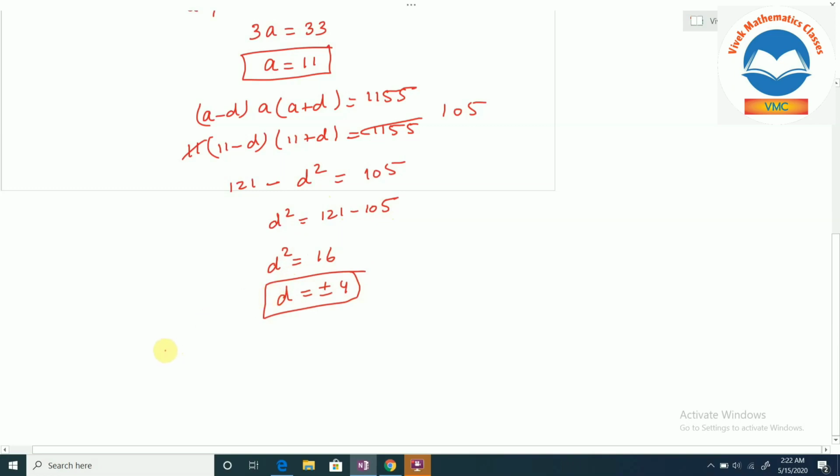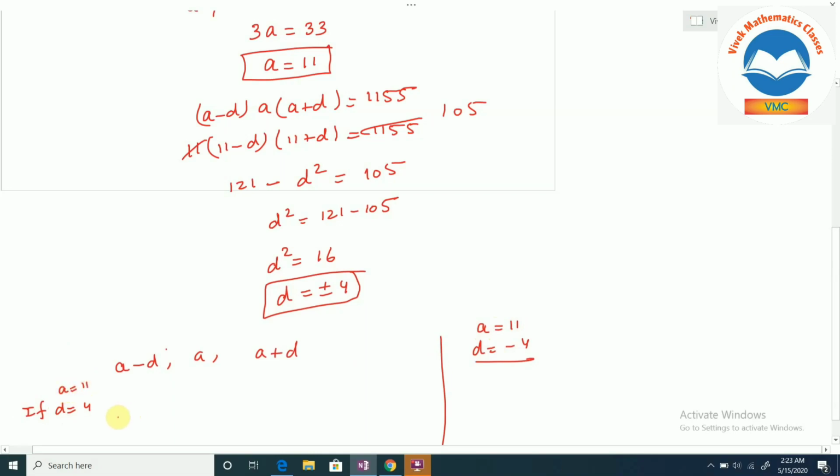Now A value. So what will the terms be? Terms of AP will be A minus D, A, and A plus D. First we will check for D equal to 4. If D equal to 4, then here I will do for D equal to minus 4. A value will be the same for both, 11. Here also A will be 11.